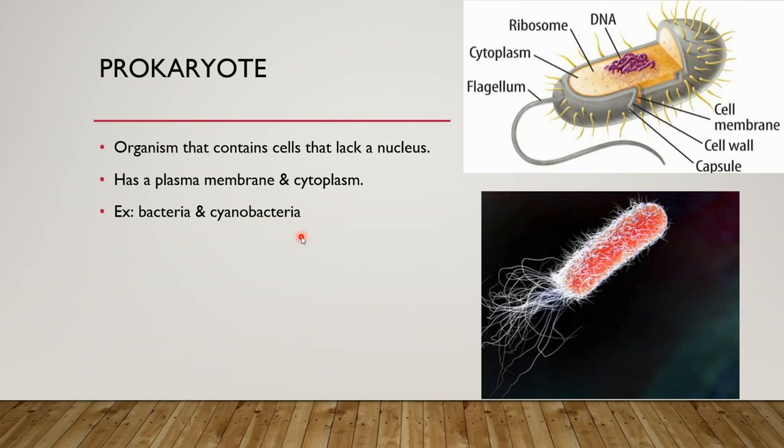Next is the word prokaryote. A prokaryote is an organism that contains cells but has no nucleus. Pro means no. In a minute, you'll see that eukaryote, eu, means true. A prokaryote has a plasma membrane and cytoplasm. An example of this would be bacteria and cyanobacteria. The issue is that there's just free floating DNA. Ribosomes and DNA are really the only things it has, and these are free floating in the cytoplasm of the prokaryote. So no membrane bound organelles and no nucleus.